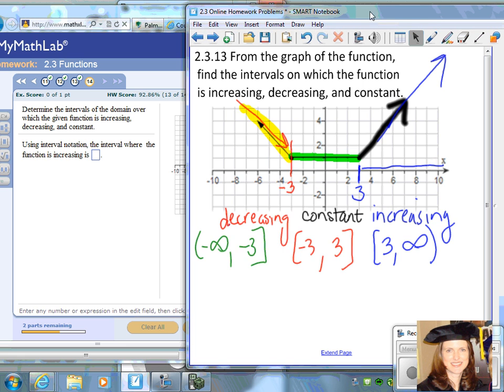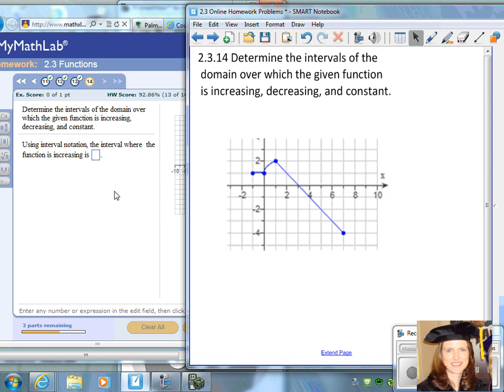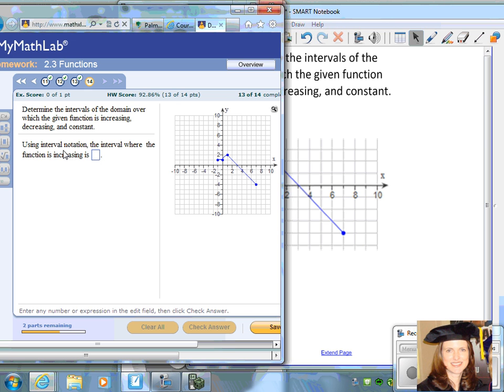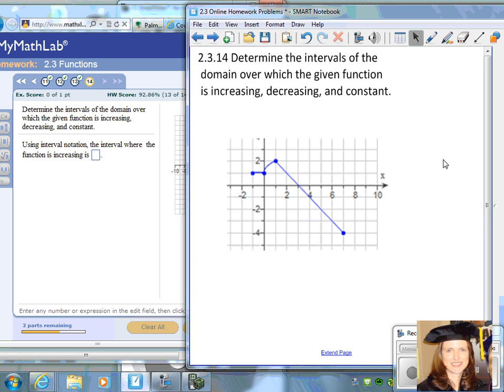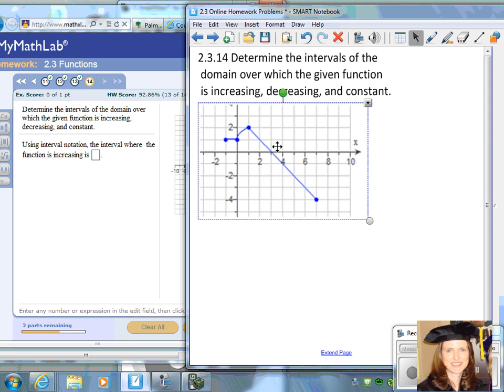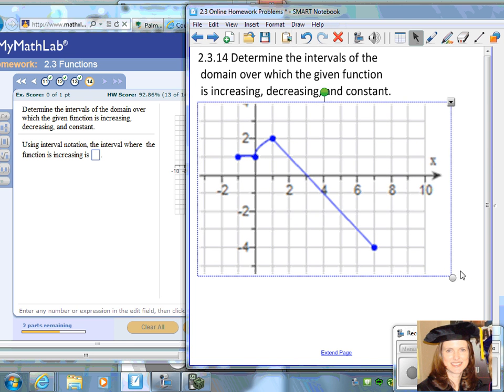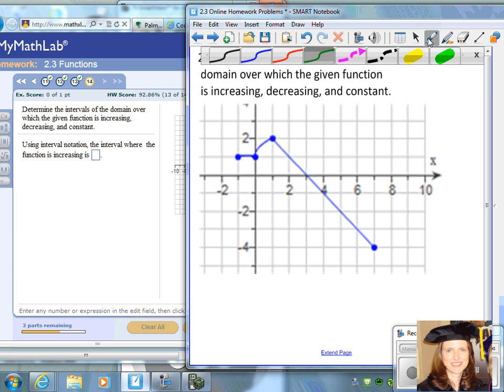The very last one is similar. We have a function and we want to determine the intervals where the function is increasing, where it's decreasing, and where it's constant. Making this a little bigger to really show you the detail of this graph.